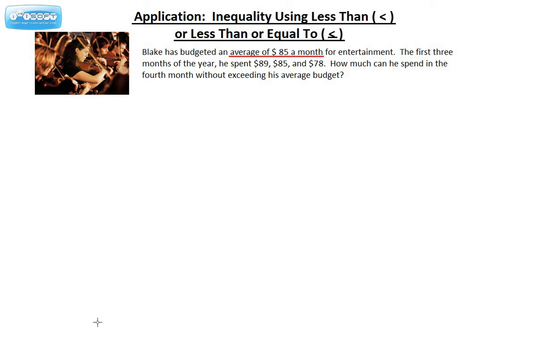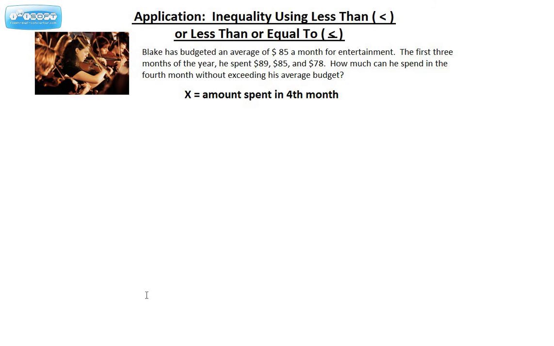First, we know that his average is $85 a month, and they give us the amount that he spent the first 3 months. So what is it we're looking for? The problem asks, how much can he spend in the fourth month without exceeding the budget? So let's let X represent the amount spent in the fourth month.